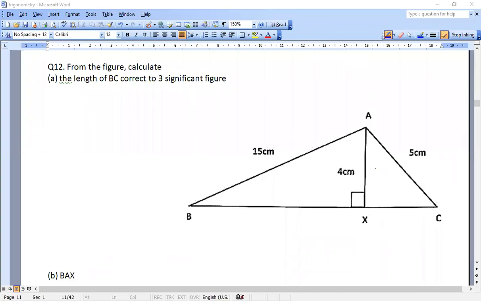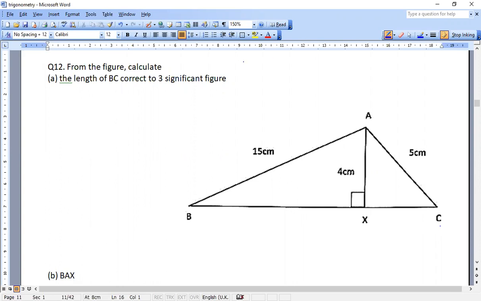Okay, question number 12. From the figure, calculate the length of BC, correct to three significant figures. So we have to calculate the length from point B to point C. Definitely, I cannot find out the length of BC all at once. I'll have to divide BC into two parts.